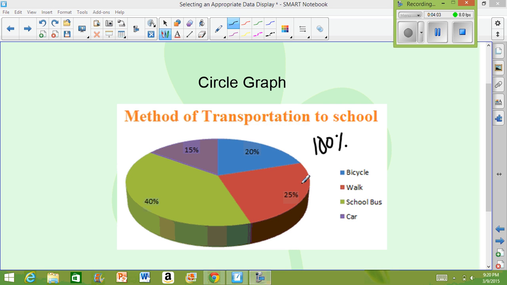And there's various types of questions you can answer based off of a circle graph. But anytime we break it into parts or show percents, we need that circle graph. So let's look at our next example.